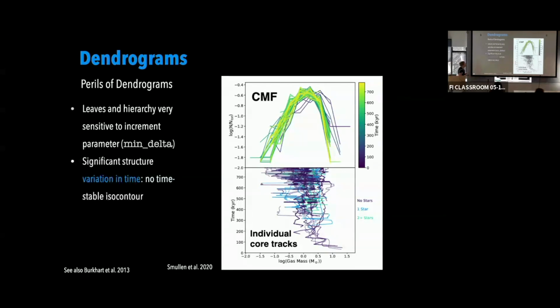And what this was telling us is there is significant variation in time. There's no time-stable isocontour. So if you follow any individual core, you can see these very large variations. And this is coming because you have some slight change in the peak, you know, it collapses a little bit more, or maybe loses some mass, and that changes all of the contours, which change all of the mass being associated with those contours.